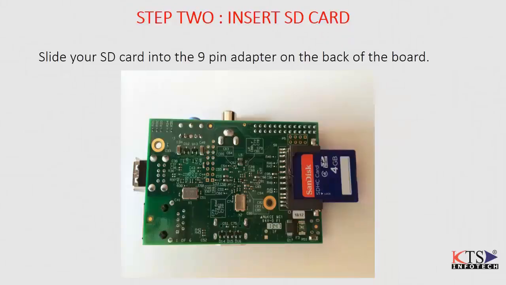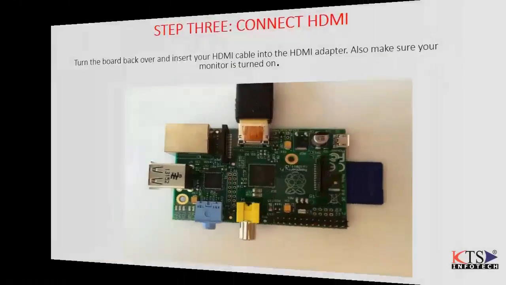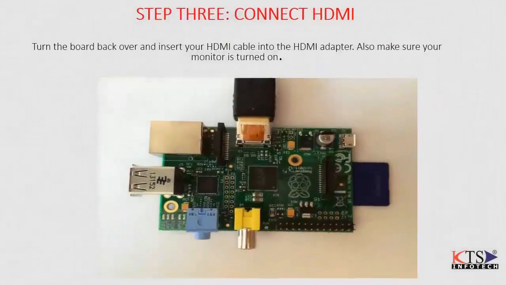Step 2. Insert the SD card. Slide your SD card into the 9-pin adapter on the back of the board. Step 3. Connect HDMI. Turn the board back over and insert your HDMI cable into the HDMI adapter. Also make sure your monitor is turned on.